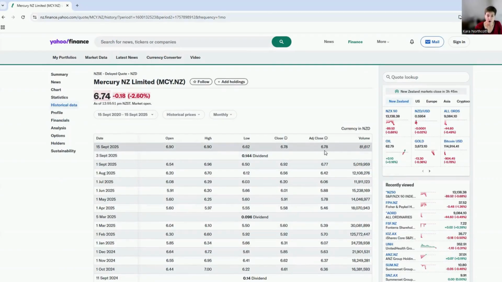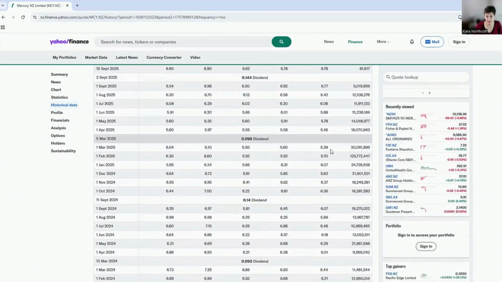Now, the adjusted close takes into account any potential share splits that have happened on this particular share. Mercury hasn't had any, but what it does is it adjusts it as if the share split had taken place across all of that time period. So that's why they have that. And that's something that I would look at if I was evaluating a share for the fundamentals. I would look at the adjusted close.